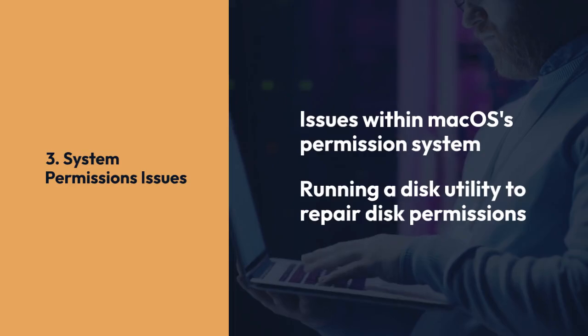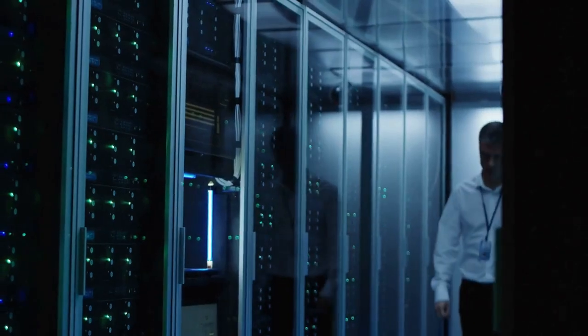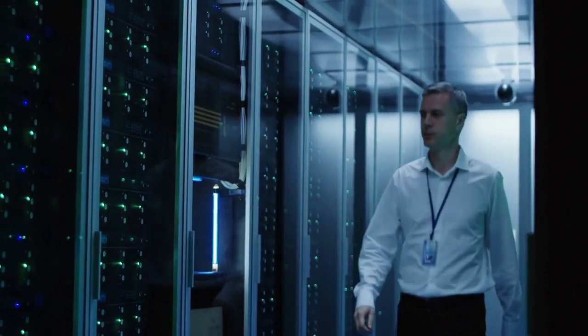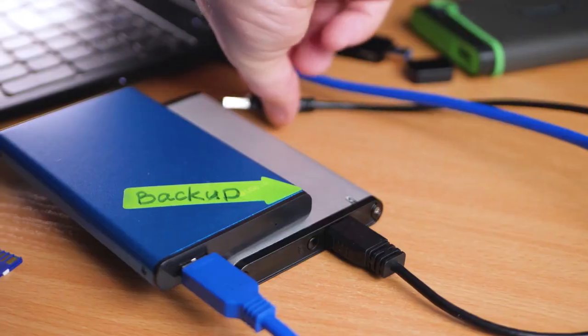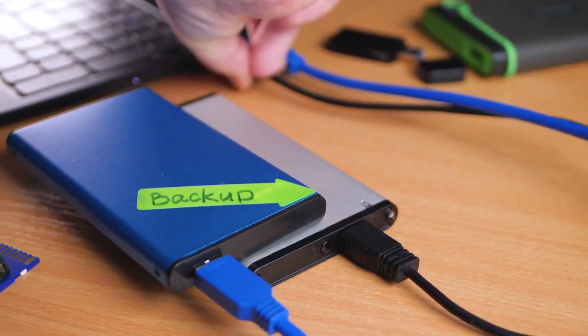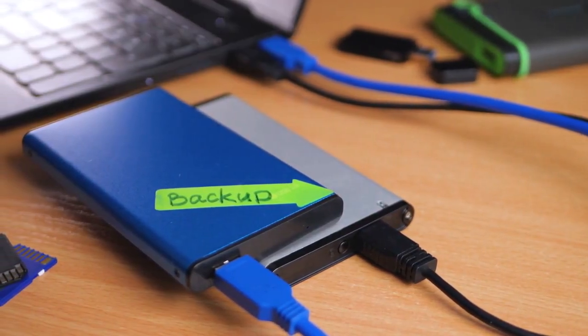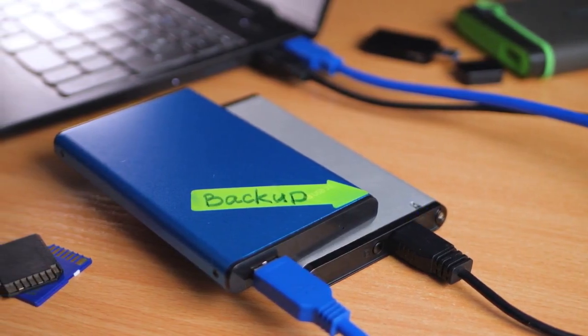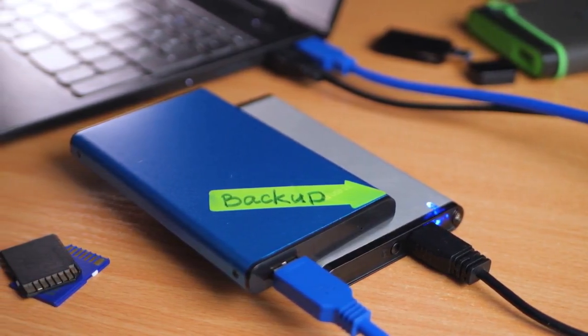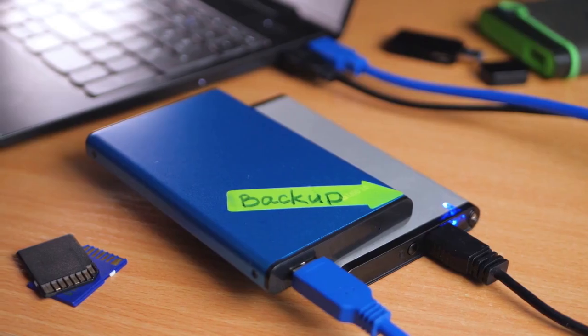3. System permissions issues. Occasionally, issues within macOS's permission system can cause this problem. Running a disk utility to repair disk permissions might help resolve underlying issues. First, back up your important files. Then open Disk Utility, found in Applications, Utilities, select your startup disk, and click First Aid. Let the utility check and repair any detected issues.